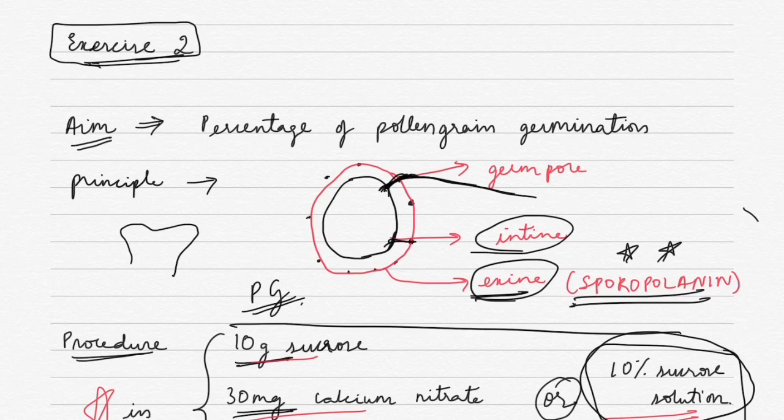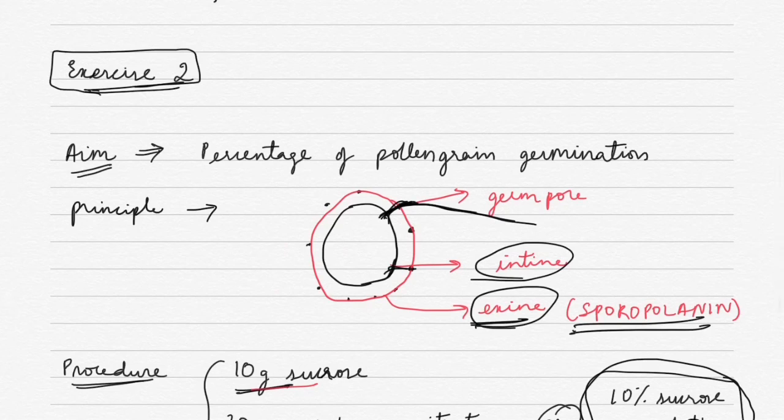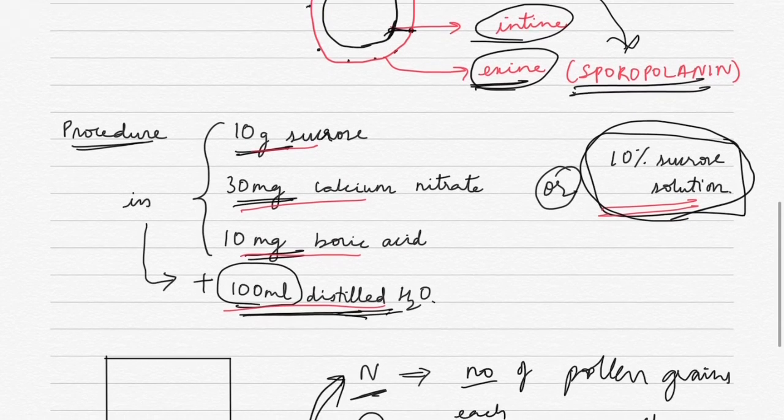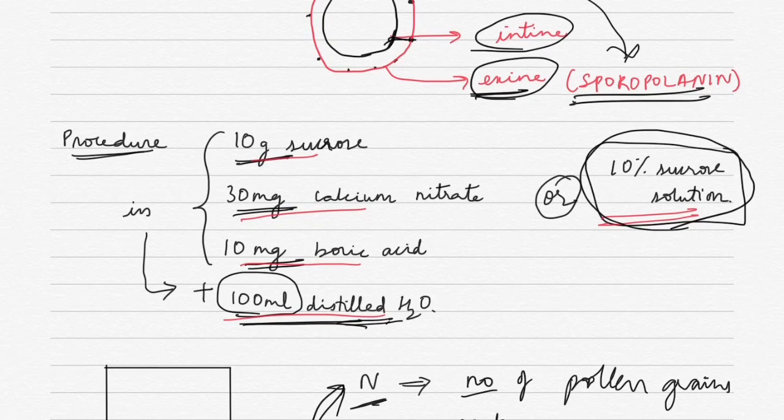I'm just going to summarize everything again here. The principle of the experiment is very important. The intine is going to come out of the pollen grain by forming a pollen tube through germ pores. A germ pore is the place where sporopollenin is absent, and we are not doing it on the stigma, we are doing it here in the lab on an artificial medium. 10 grams of sucrose, 30 mg of calcium nitrate and 10 mg of boric acid are dissolved in 100 ml of distilled water, or we can simply call it a 10% sucrose solution.